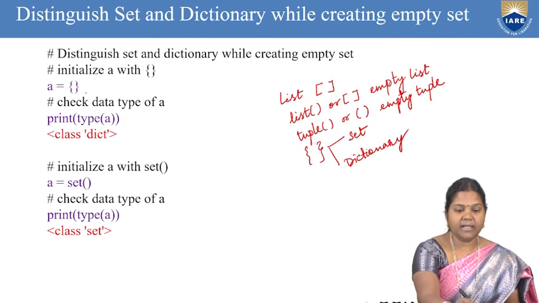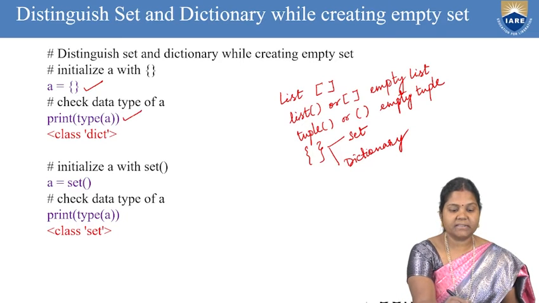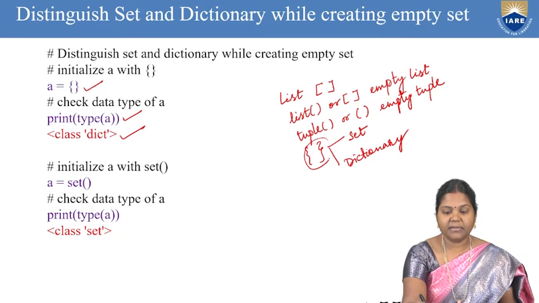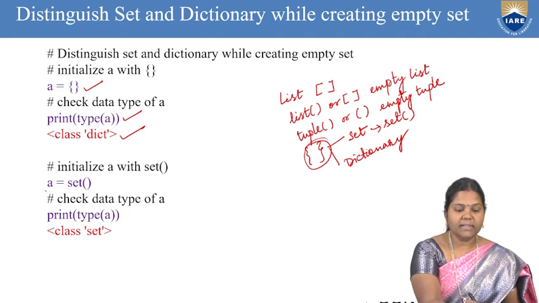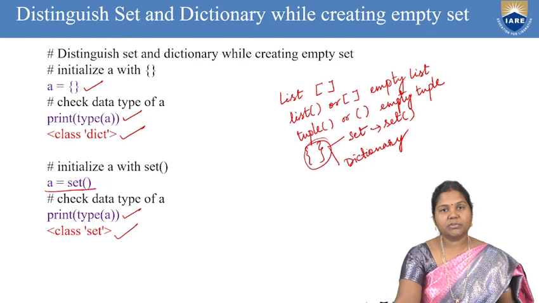Let us check it. Suppose I have written A is equal to, I have opened the curly braces and closed them. Now let us check the data type of A. Now this object is created. If you check its type, then by default it takes it as a dictionary, not as a set. Then how to create a set? For creating a set, this way will not work. We have to use only the set method. So let us create A is equal to an empty set using the set method, and then check its data type. You will get that the object A belongs to the class set. So this is the difference between a set and a dictionary while creating an empty set or empty dictionary. Please keep this in mind.